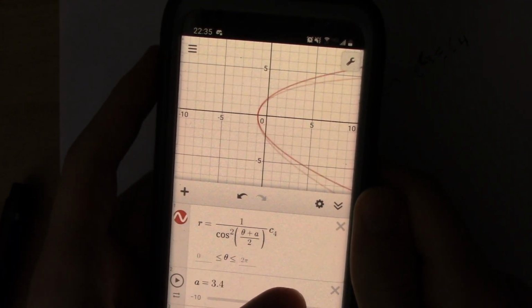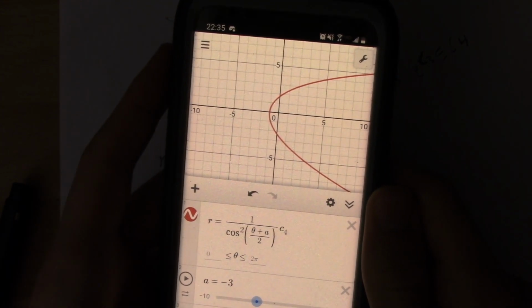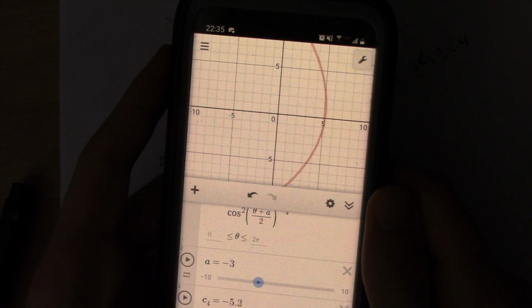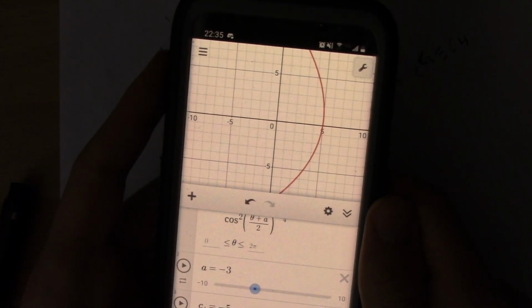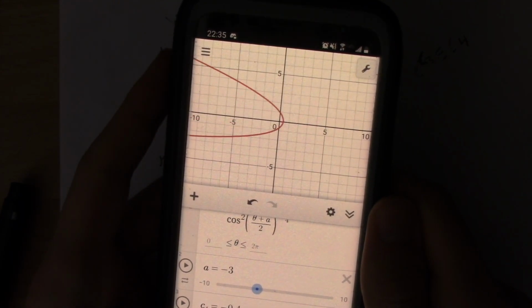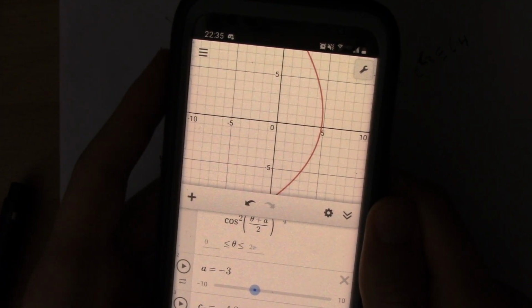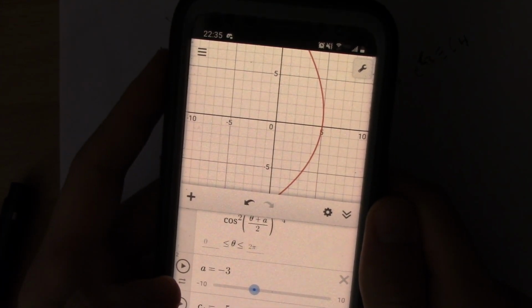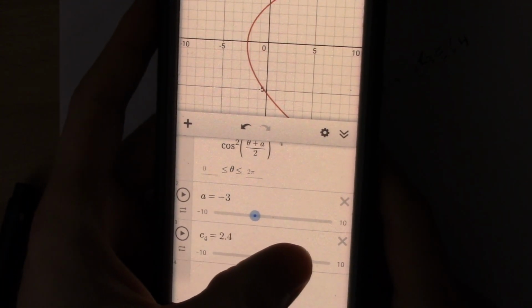So we can rotate around by changing A, and we can adjust the focal point, so that it always focuses at the origin. But we can adjust the focal length, I guess. And look, C4 is the focal length. How beautiful is that?